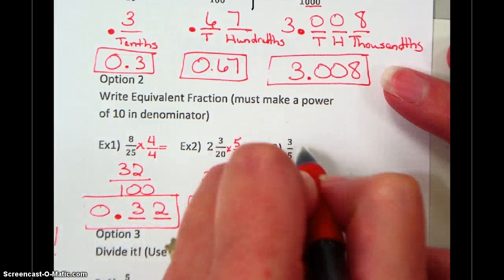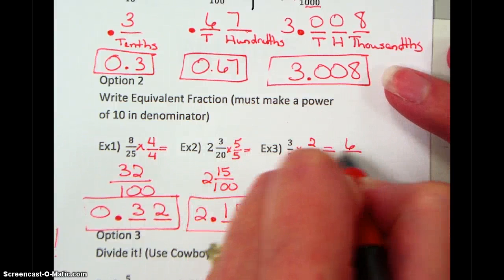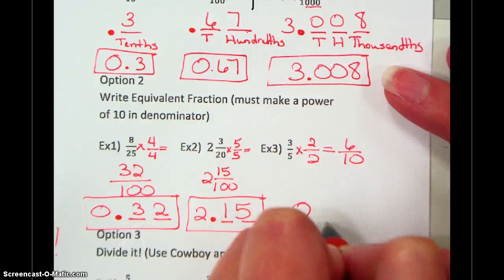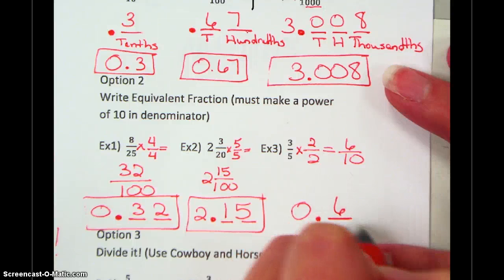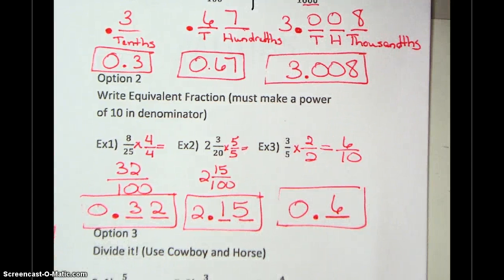5 times 2 is 10. So 3 times 2 is 6, 5 times 2 is 10, 6 tenths. That means 6 is in the tenths place. 0 and then my decimal point, tenths place is the first number. Put a 6 there and I am done. Let's take a look at option number 3.